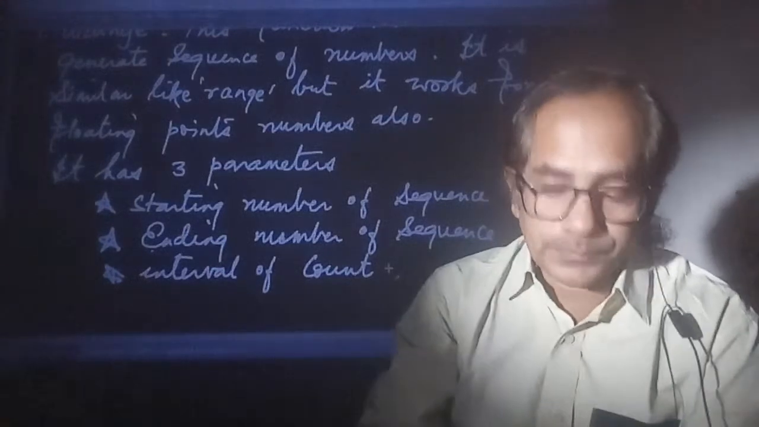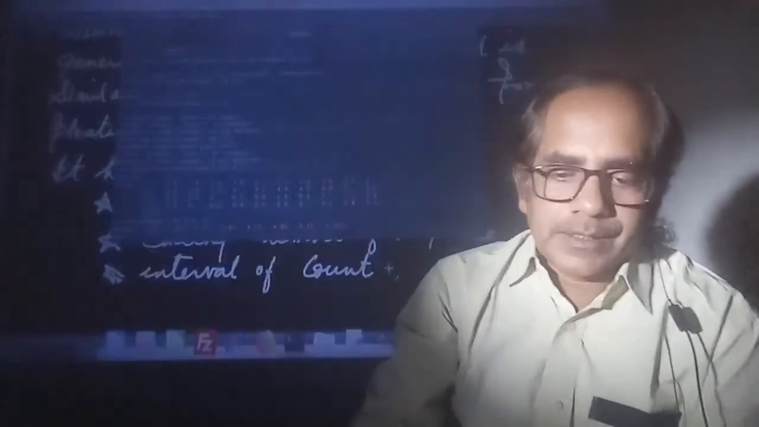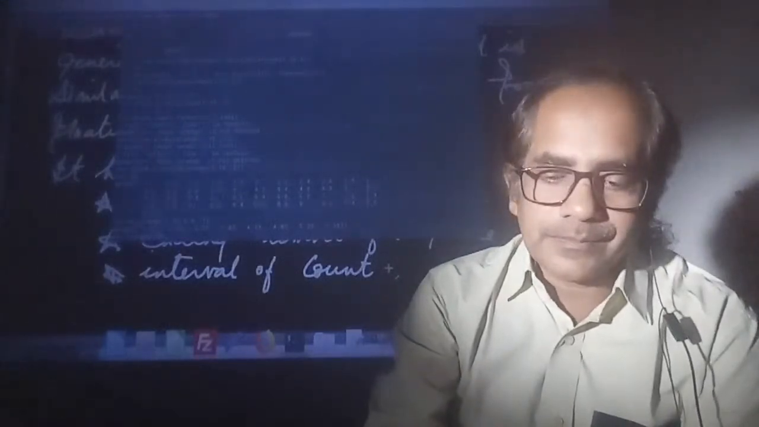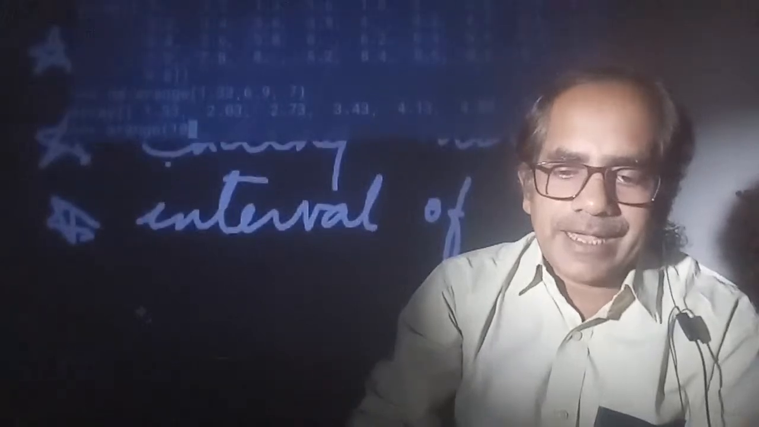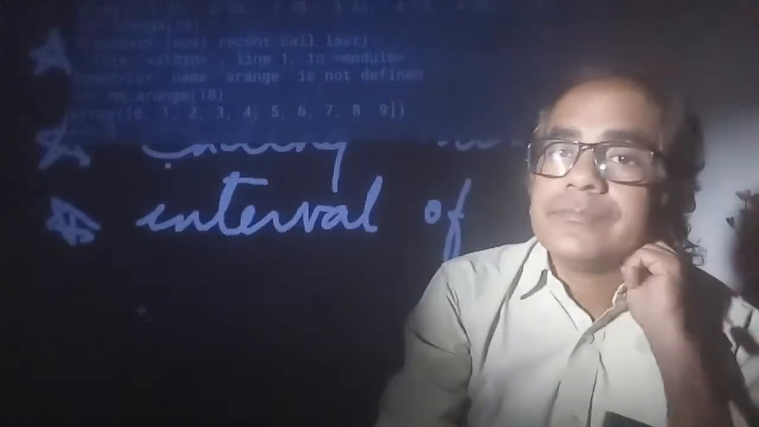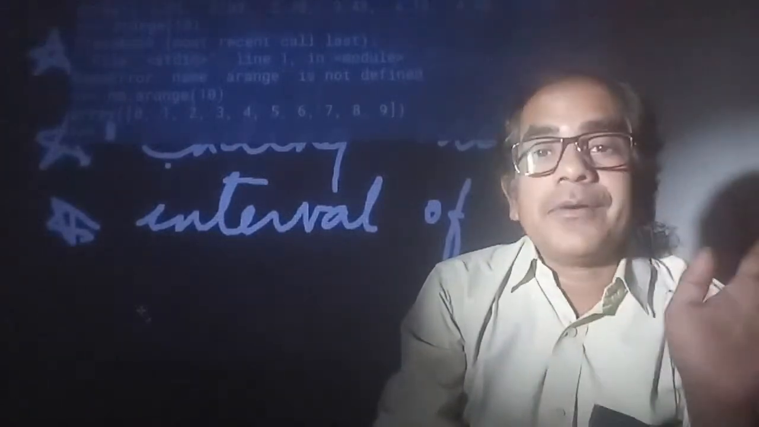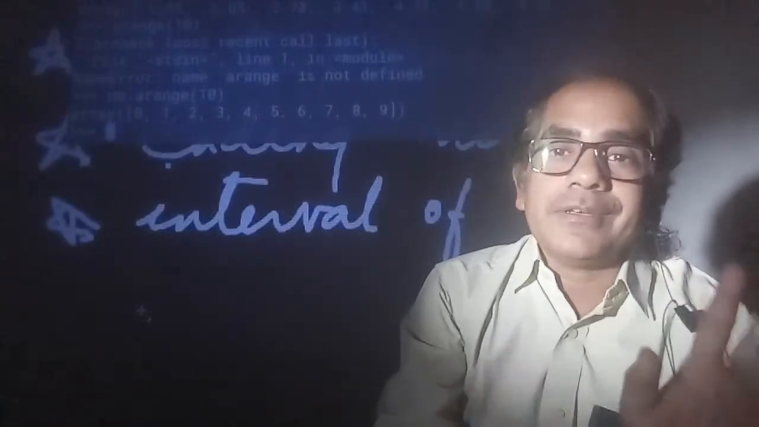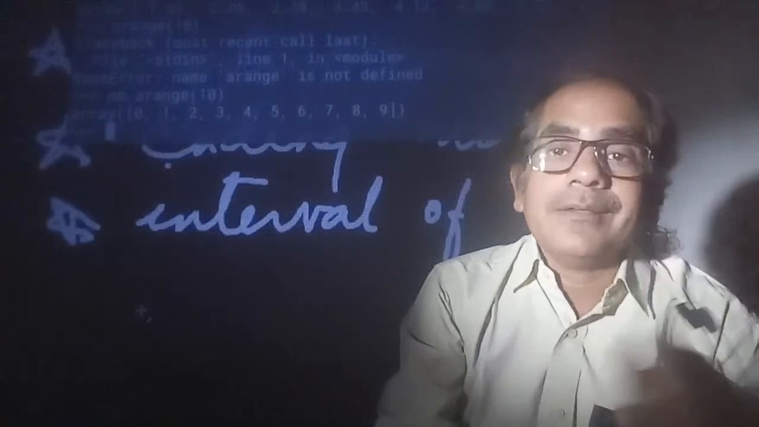Now look, suppose I give a range. Let me give a small one, let me zoom it. Suppose I write np.arange(10). You are seeing that numbers from 0 to 9 are generated automatically. Up to 10 the numbers are generated.